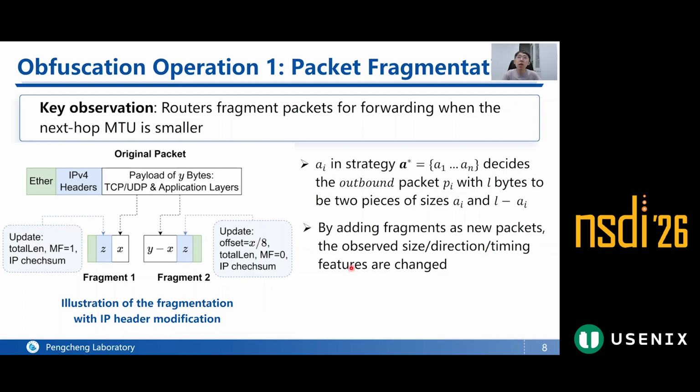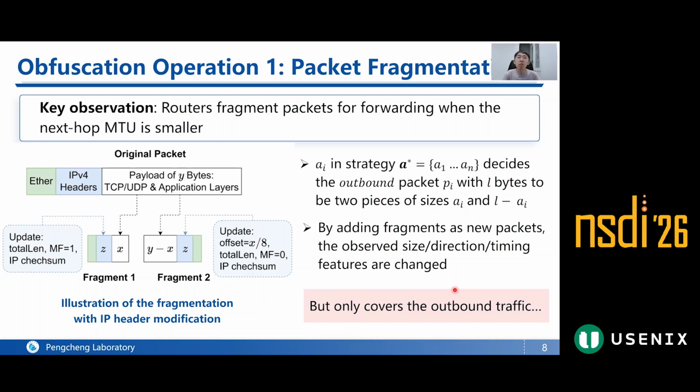And how do we decide the length or the byte size of these two fragments? It is based on our strategy. This strategy has n elements, and each one corresponds to an outbound packet. If the outbound packet has L bytes, we will split this packet into two pieces with A bytes and L minus A bytes.